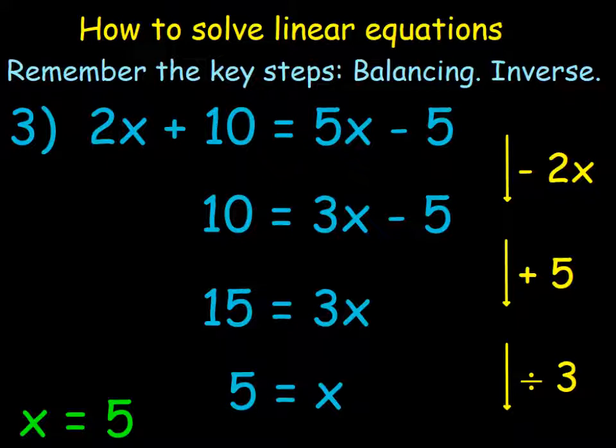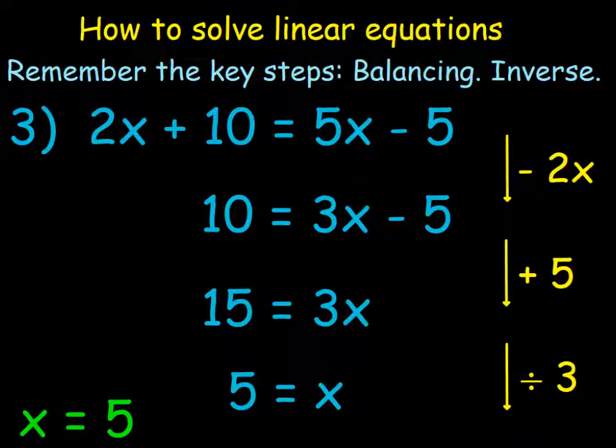right hand side. To move the minus 5, the inverse is plus 5. So that gives us 10 plus 5 on the left, and then 3x by itself on the right. 15 equals 3x is exactly the same if it was written 3x equals 15. And we just divide both sides by 3 to find out what 1x is. That gives us an answer of x equals 5, and we can check it.